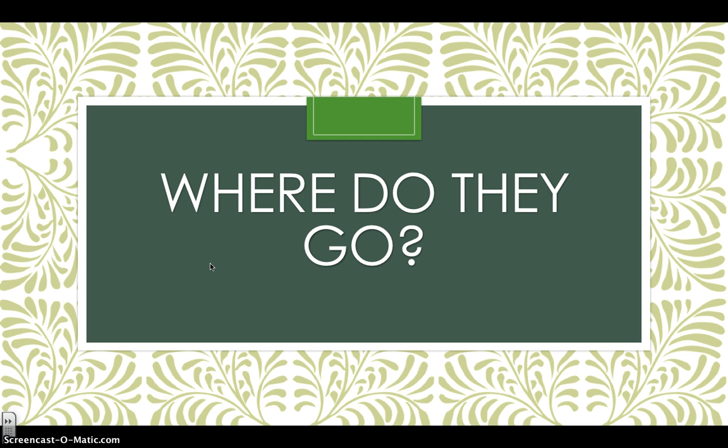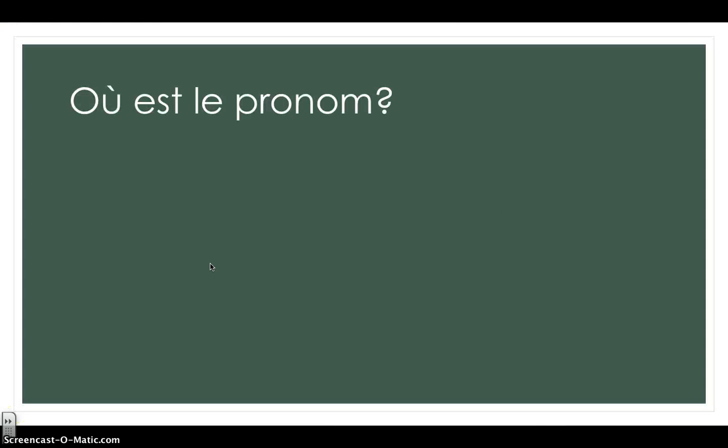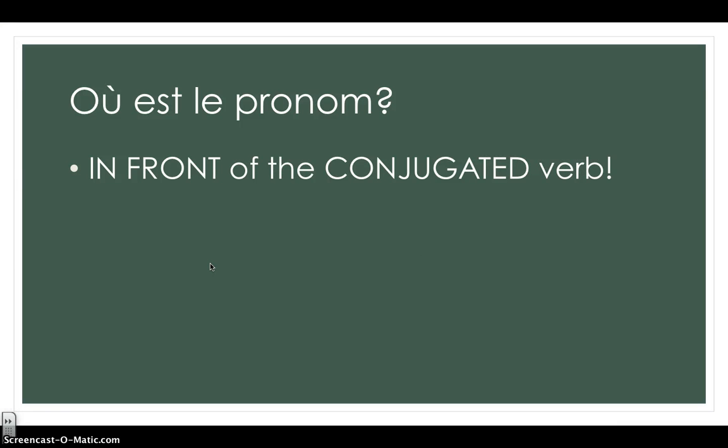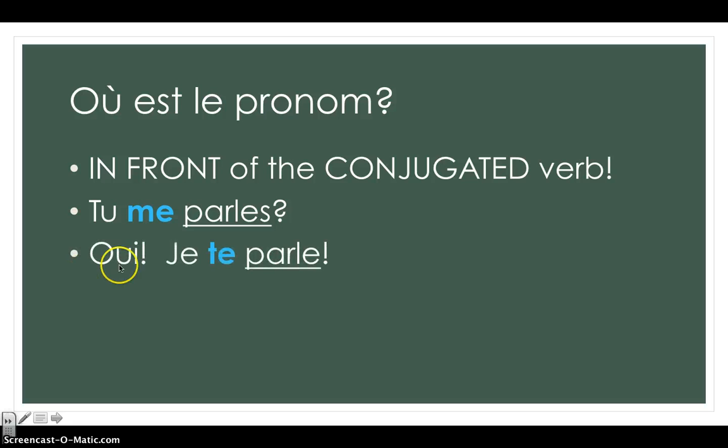Madame, where do they go? Well, class, like Yoda, speak we must from time to time. Où est le pronom? Where is it? Where does it go? In front of the conjugated verb. Rule number 1. All right, tu me parles. All right, parle, underline. Here's your verb. Here's your object pronoun. Oui, je te parle. Again, here's your verb. Here's your object pronoun. I, you talk. You, me talk? Me talk pretty one day.